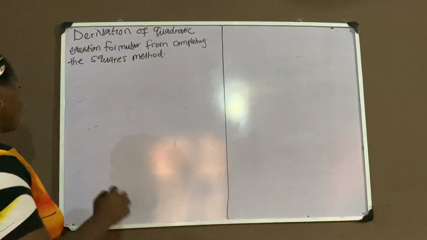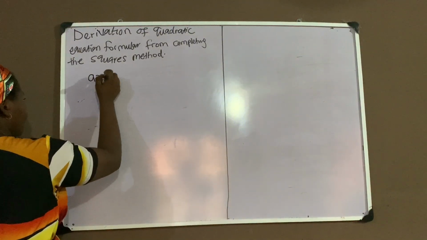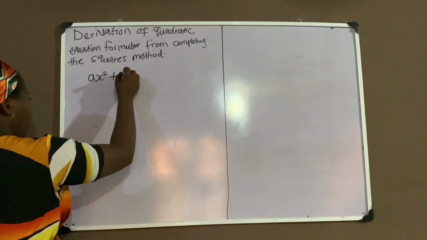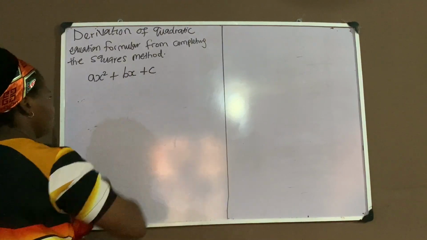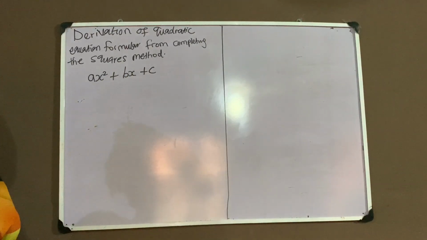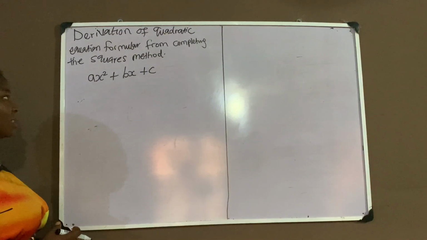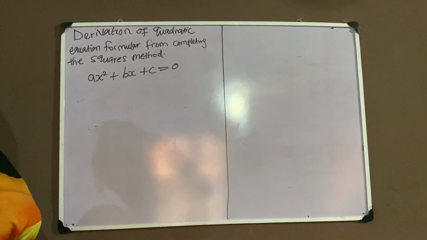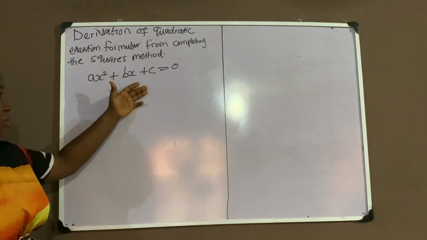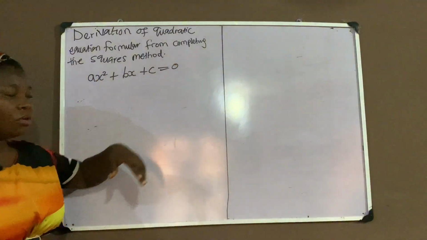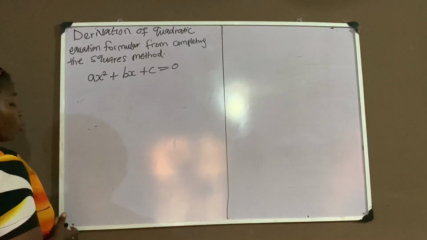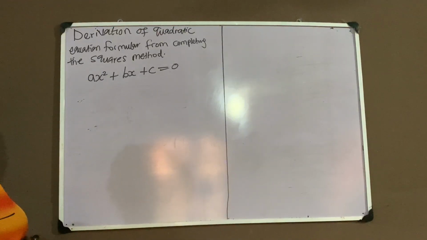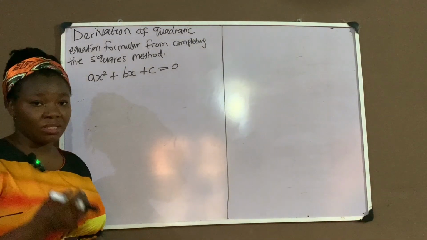So, any expression in this form, ax squared plus bx plus c, is what we call the quadratic expression. But when this quadratic expression is equated to 0, you should know that this is a quadratic equation. So a quadratic equation means the quadratic expression equated to what? 0. So it's giving us the quadratic equation.